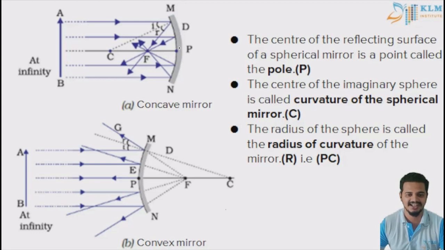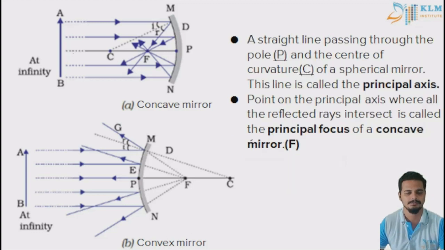The center of the reflecting surface, which is called the pole, is represented by P. You can see here the pole. And as I told you, the center of the imaginary sphere is called the center of curvature of the spherical mirror. It is represented by capital C. In both cases, you can see capital C is present here. And the distance between C and P is called the radius of curvature. This is the radius of the sphere also, but in terms of concave and convex mirrors, we call it the radius of curvature.